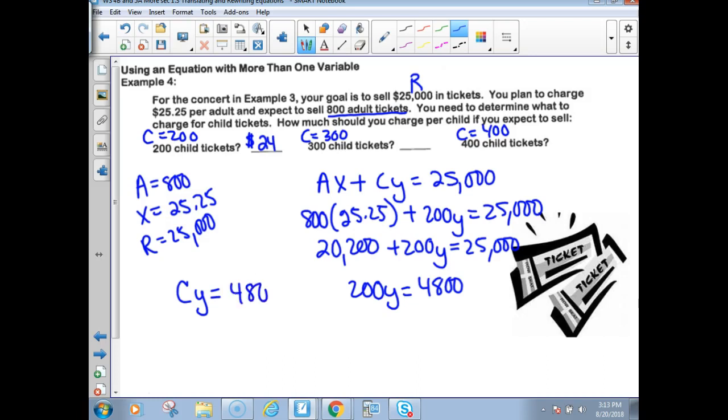So this is basically our new equation where we're plugging in different C values. So now we're going to put in 300 for C. So take 4,800 divided by 300, $16. And then the last one, 400 times Y equals 4,800, and that's going to be 12.